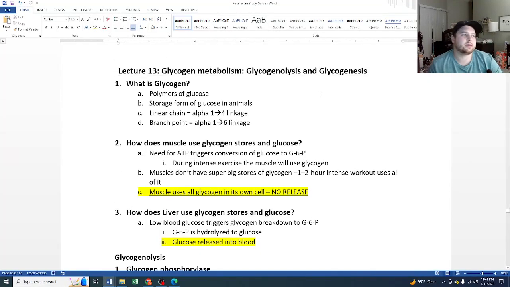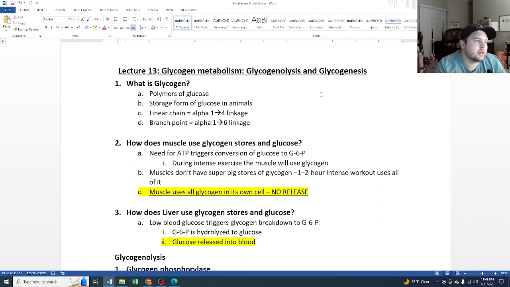Okay, first of all, what is glycogen? Glycogen is the storage form of glucose in animals. What was the storage form of glucose in plants? Starches. So glycogen is a polymer of glucose, meaning that it's a whole bunch of glucoses stuck together. There are two different types of bonding: a linear chain, or linear bonding, and a branch chain, or branch bonding.